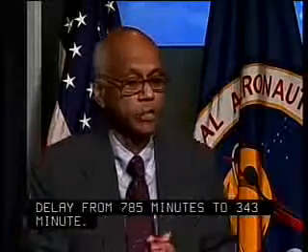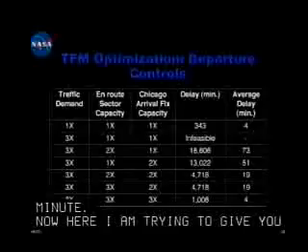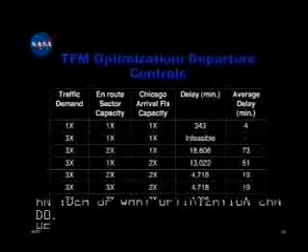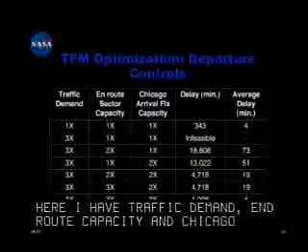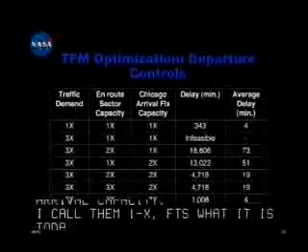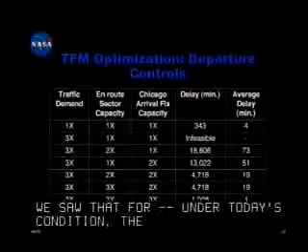Now here I am trying to give you an idea of what optimization can do. Here I have traffic demand, en route capacity, and Chicago arrival capacity. I call them 1x if it is what it is today. So we saw that under today's condition, the optimization results in 343 minutes of delay, or 4 minutes delay.